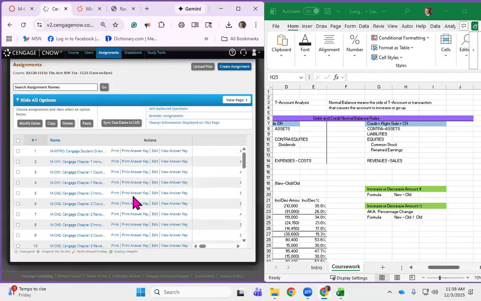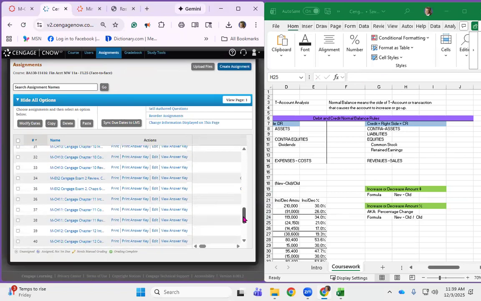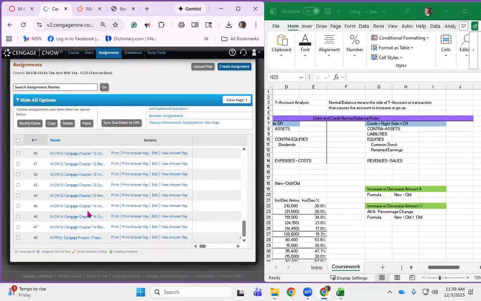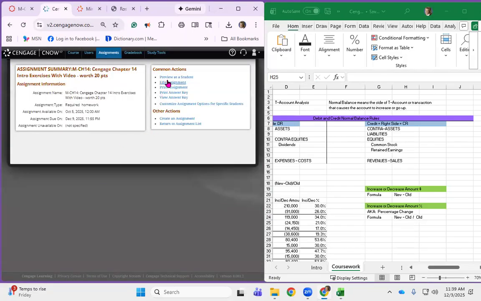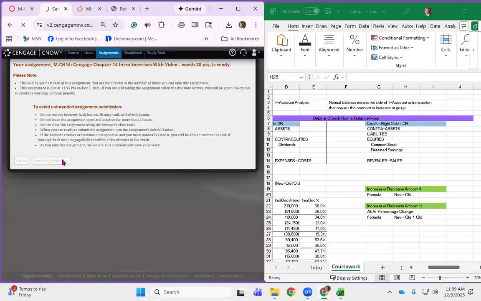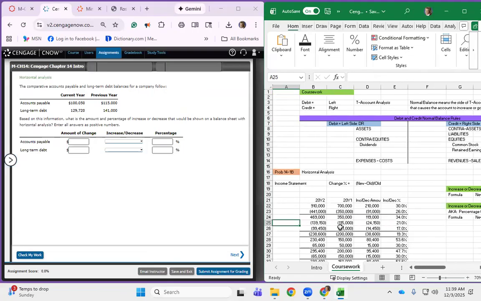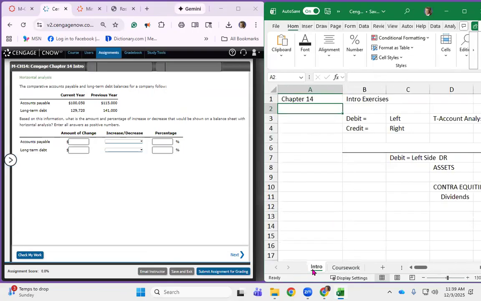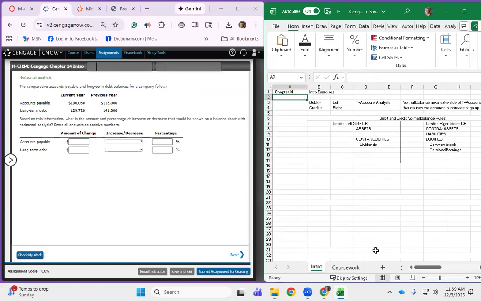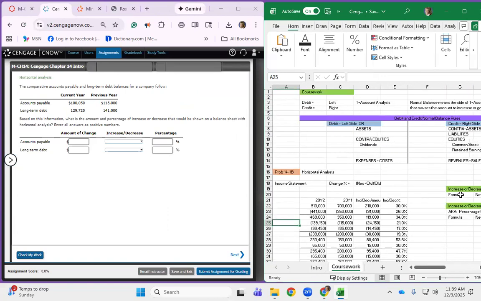I know I've taken quite a bit of time to explain some of this, but it is necessary sometimes. So I got to go back into our intro problem. And the first one we're going to work on has to do with horizontal analysis. Okay, so we're going to compare accounts payable and long-term debt balances for a company as follows. I'm going to use that formula here.